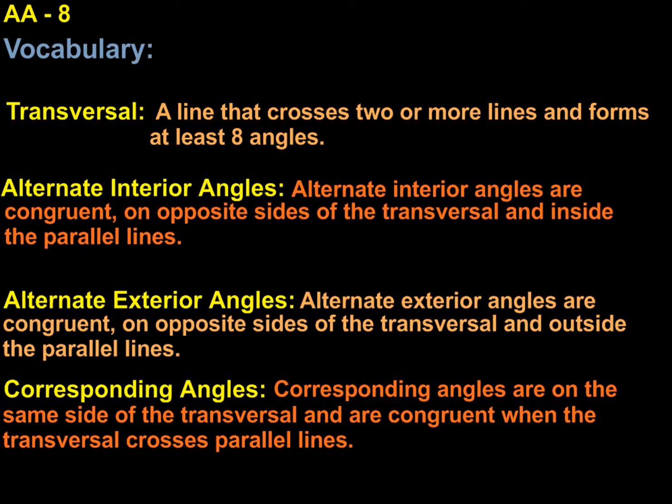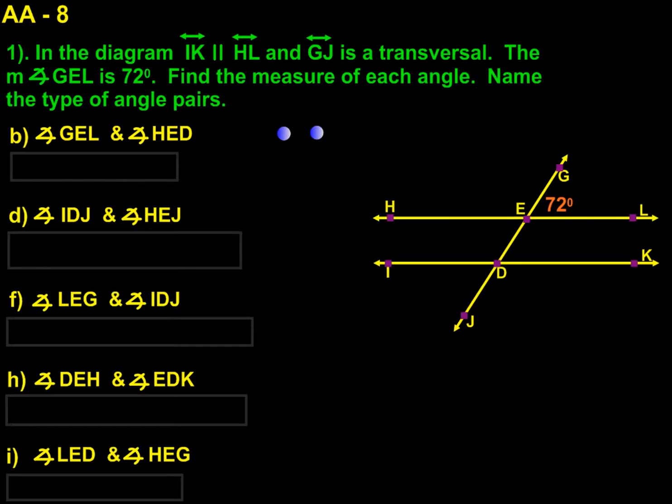And corresponding angles. Corresponding angles are on the same side of the transversal and are congruent when the transversal crosses parallel lines. We'll start by taking a look at question number 1, and I'm going to do letters B, D, F, H, and I. And it says in the diagram, line IK is parallel to line HL.